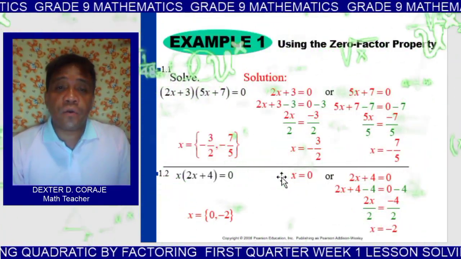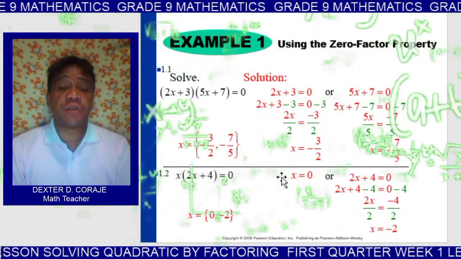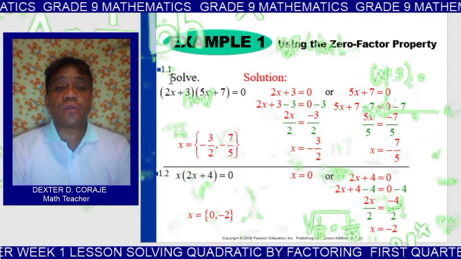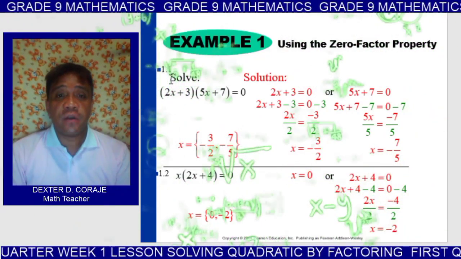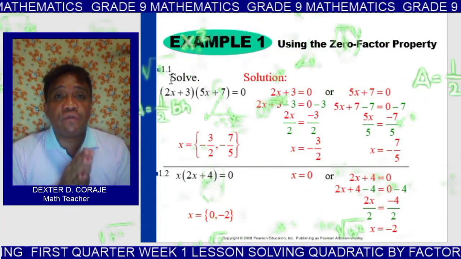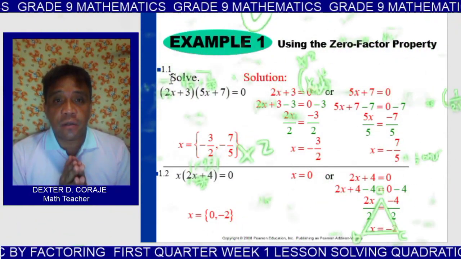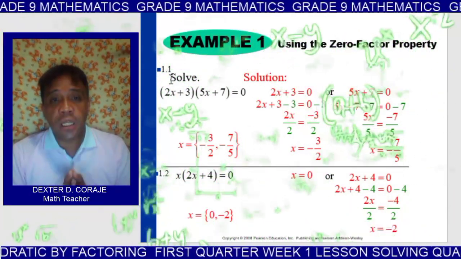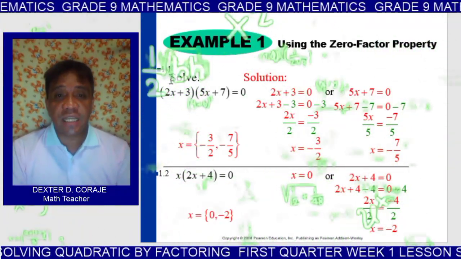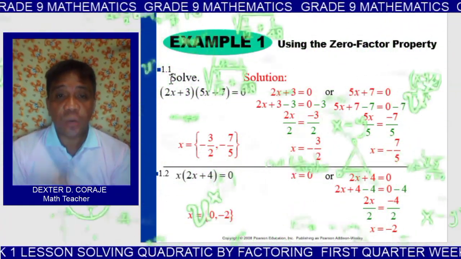We now go to example number 1. We are using the zero factor property for the factored form. The word solve, or the verb solve in a certain objective, means we are looking for the unknown value, and that is represented by the variable. Given example number 1, the first problem is the quantity 2x plus 3 times the quantity 5x plus 7 is equal to 0.